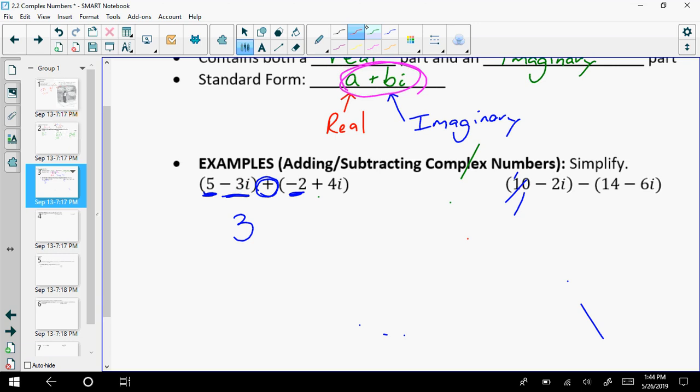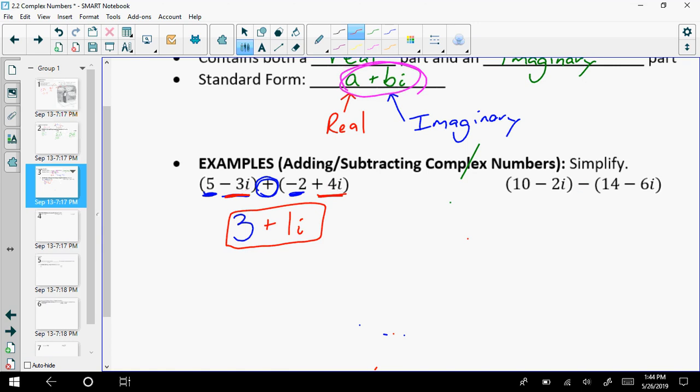And now let's do the imaginary numbers. So negative 3i plus 4i would be 1i. You don't have to write the 1. So there would be my final complex number, 3 plus i. Okay, the next one.